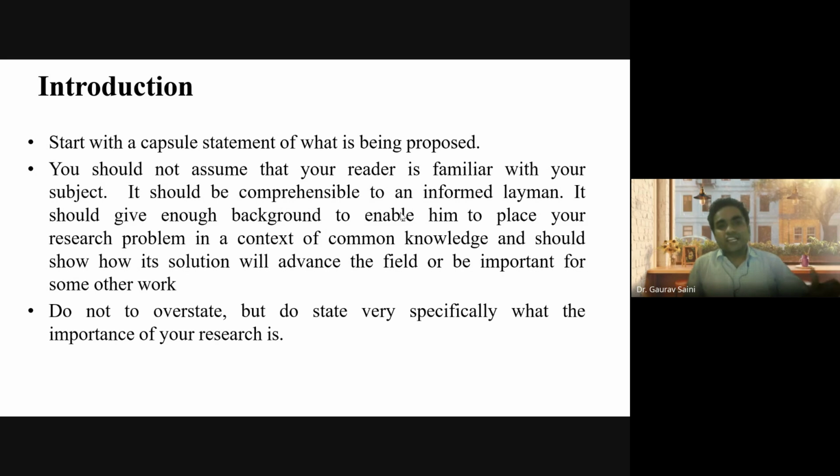Do not overstate, but do state very specifically what the importance of your research is. Sometimes we think that the reviewers, who may be your funding agencies, don't have any idea about your proposal, so we overstate it. We try to teach them, but we should not try to teach them. We should specify things, because they know some basic knowledge about our field. We should elaborate on those things, but not in a way that we are trying to teach them. So you have to be balanced. You have to be in between the lines. These things should be followed.